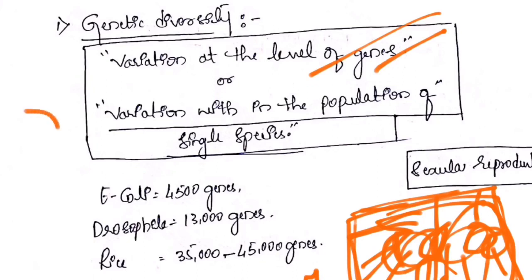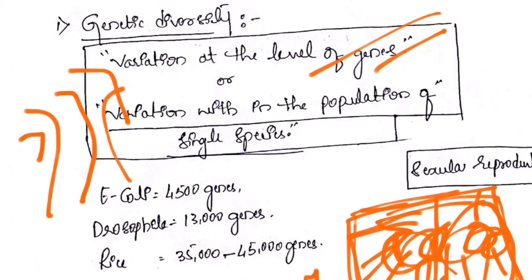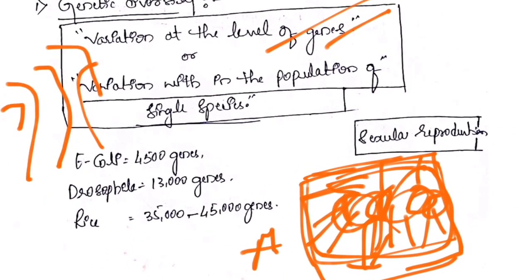For long hair, one gene will be there. For short hair, one gene will be there. For thin body, one gene, and for thick body, one gene. When a certain type of gene is expressed, that character can be seen. So this is known as genetic diversity: variation at the level of genes or variation within the population of single species.